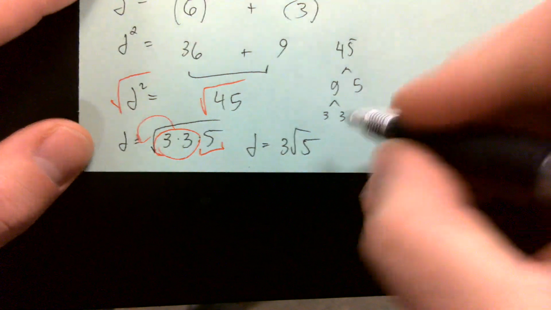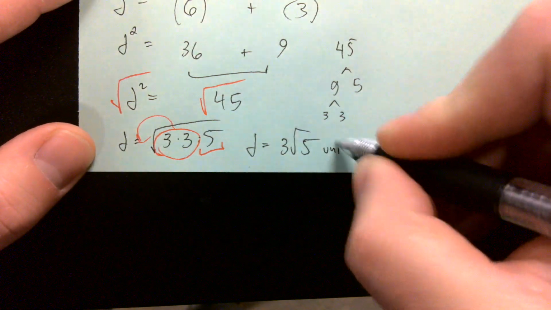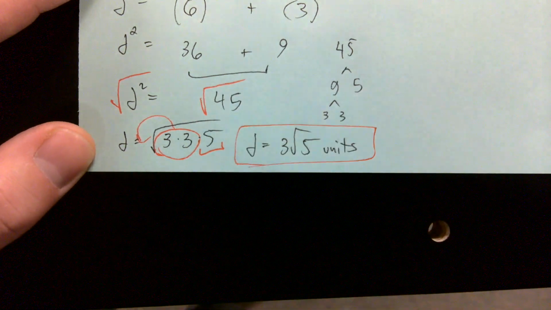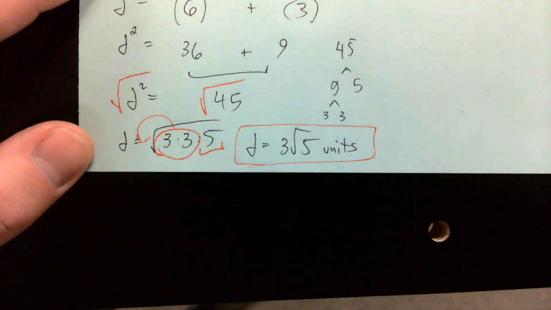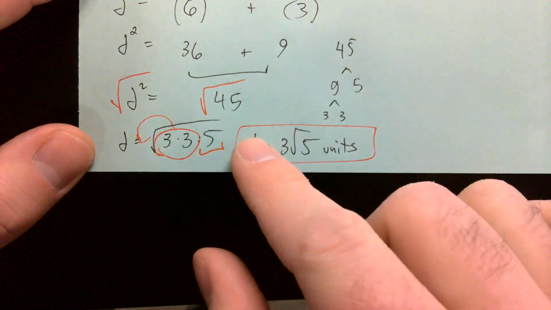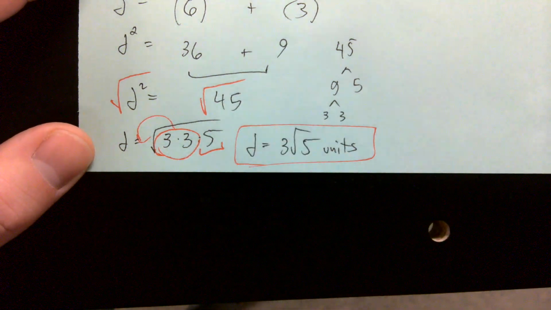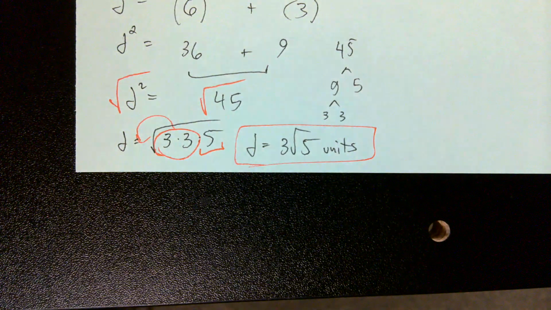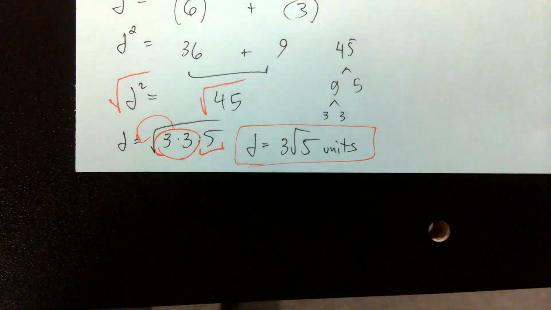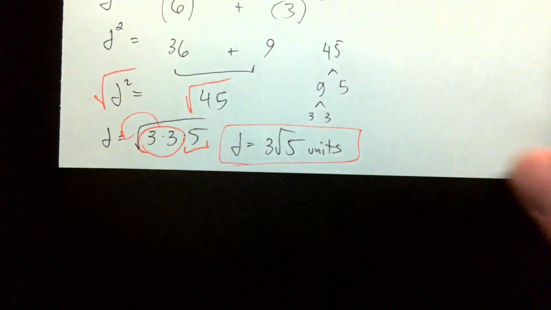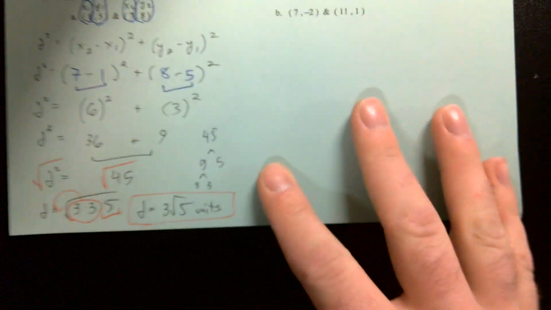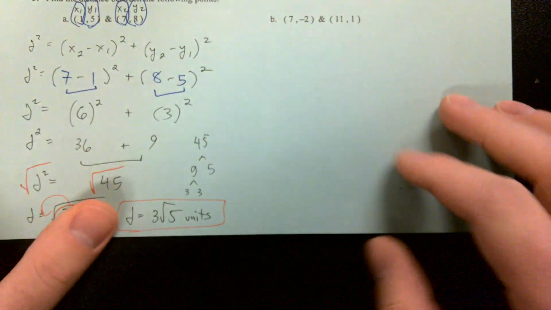Is that it? No. What do I need on the end? Units. Do I need a plus or minus here? No, why not? Because distance cannot be negative. So no plus or minus, but I do need units. It's either or, one or the other. All right? I know it's a little confusing, but hopefully that's not too bad.